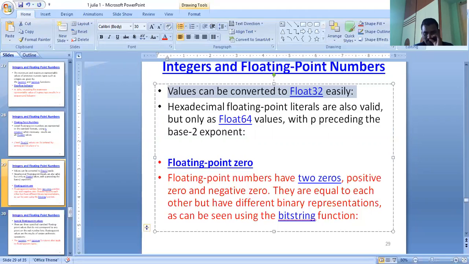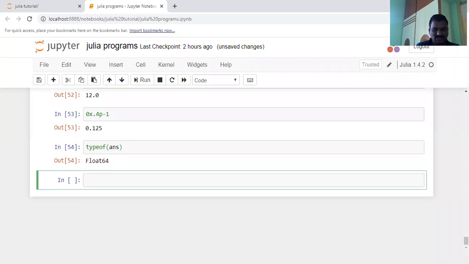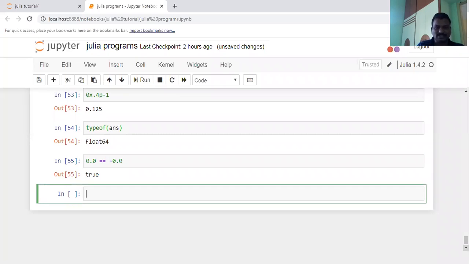One of the important things here: is the minus floating point number equal to the plus floating point number? How can you represent that information? Sometimes you have the minus floating point number, sometimes the plus one. For example, is 0.0 equal to minus 0.0, true or false? Yes, it is true for floating point numbers.